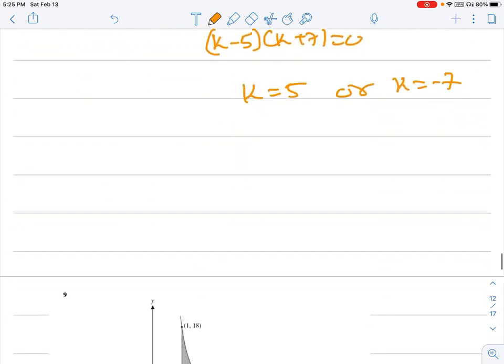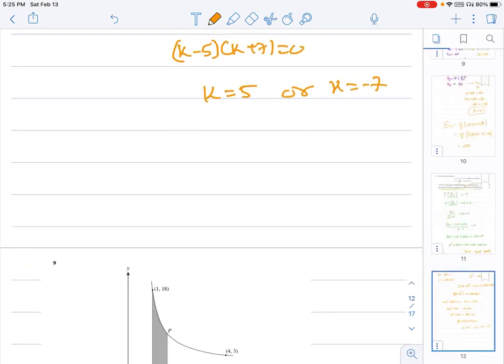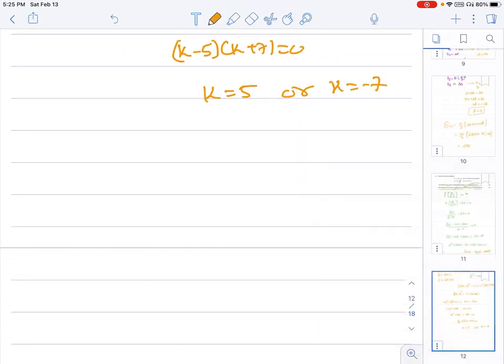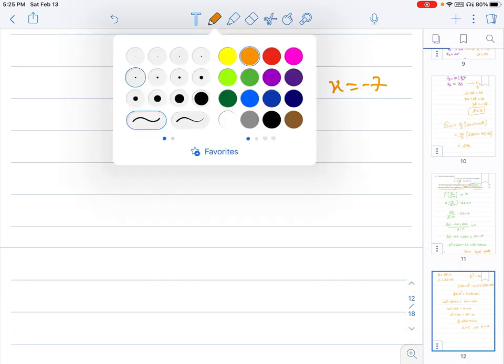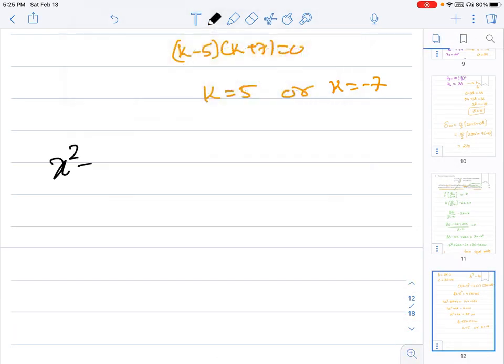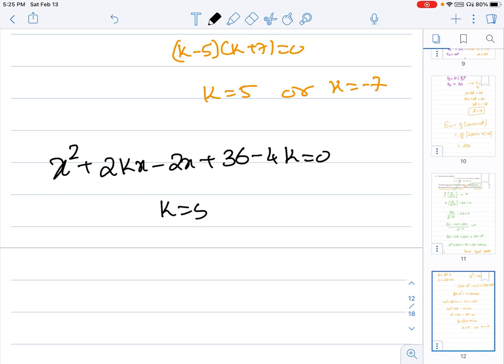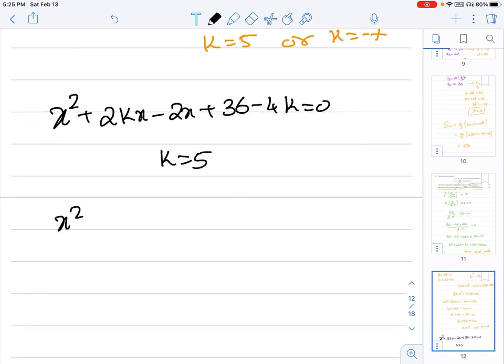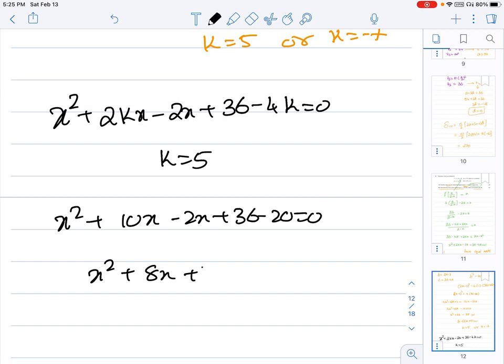So find the roots. What is the equation? First of all, write the equation I got: x squared plus 2kx minus 2x plus 36 minus 4k is equal to 0. Substitute k is equal to 5. So it becomes x squared plus 10x minus 2x plus 36 minus 20 is equal to 0. x squared plus 8x plus 16 is equal to 0. So it is x plus 4 whole squared is equal to 0. x is equal to minus 4.